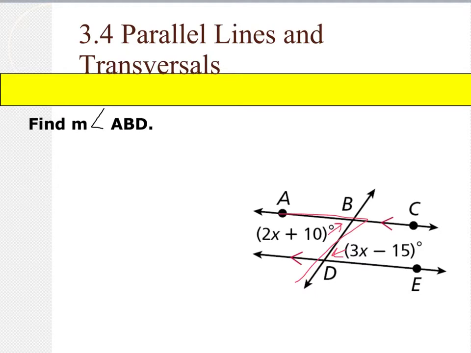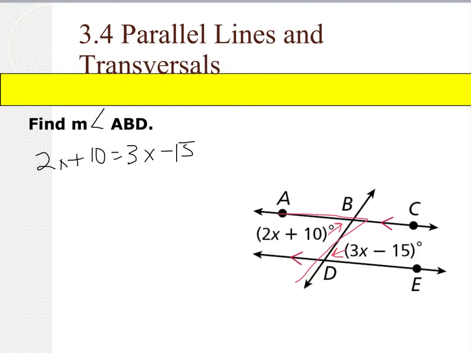All right, so we need to set up an equation. How do we set up an equation? What type of angles are ABD and BDE? We use these two angles because that's the information we know. So when we set up an equation, we are going to set them equal to each other. Why can we set them equal? Because they are corresponding angles. So we have 2x plus 10 is equal to 3x minus 15.